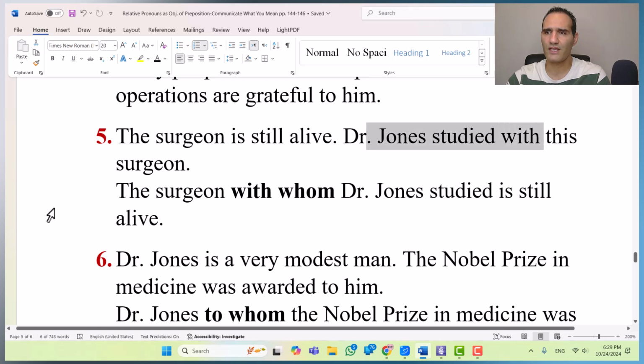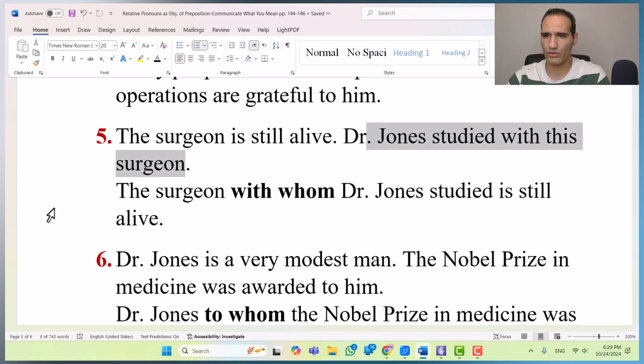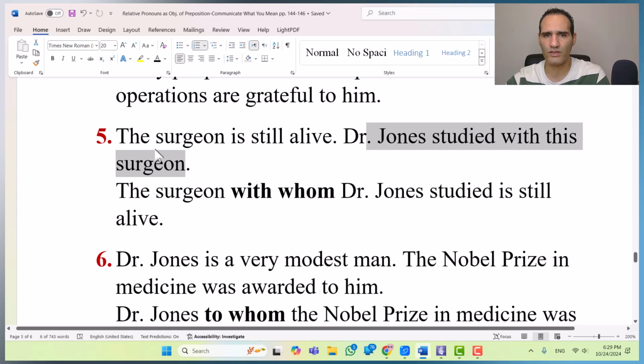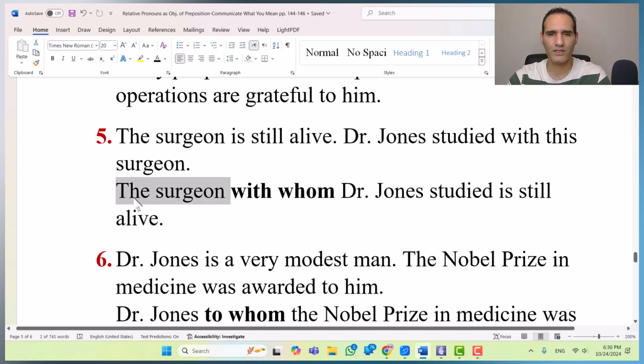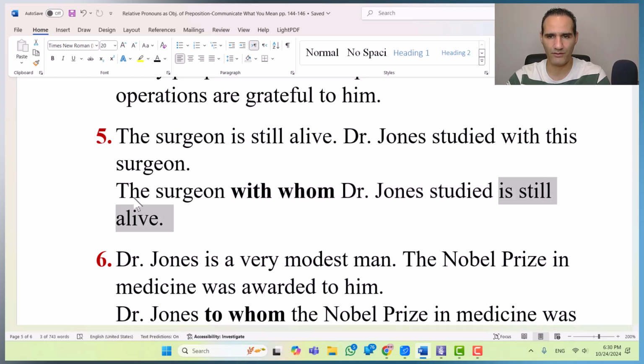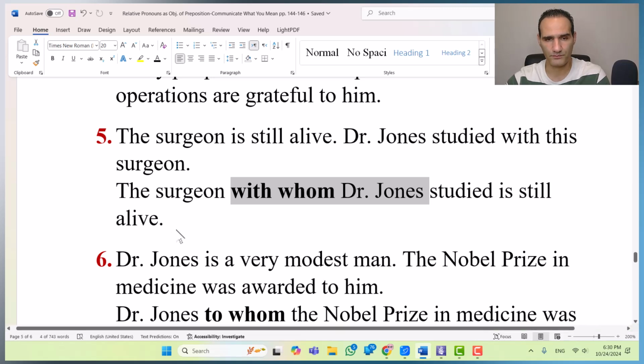Dr. Jones studied with this surgeon. So we are modifying the word surgeon. Exactly, this one goes right after surgeon, and it is a person, so whom, and the preposition is with, so with whom. As easy as that. The surgeon with whom Dr. Jones studied is still alive. With whom Dr. Jones studied is still alive.